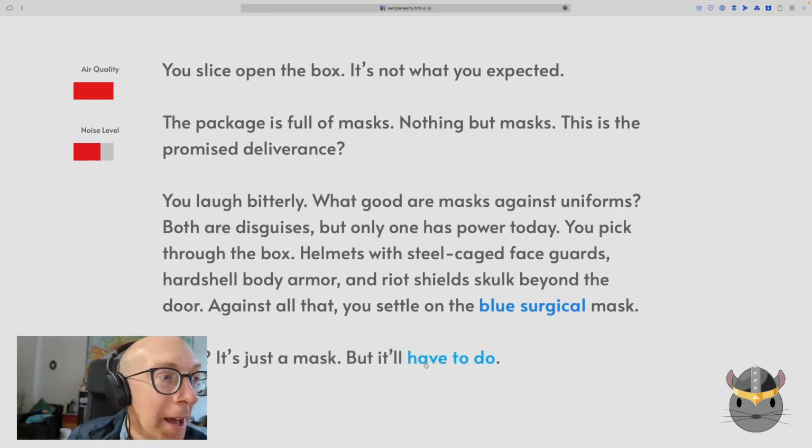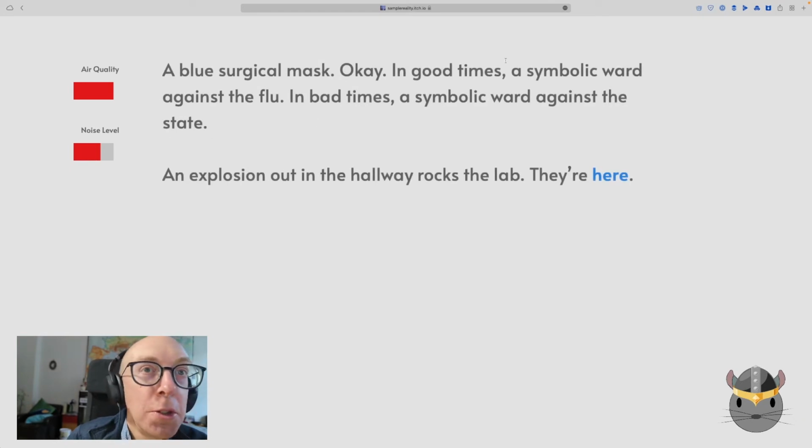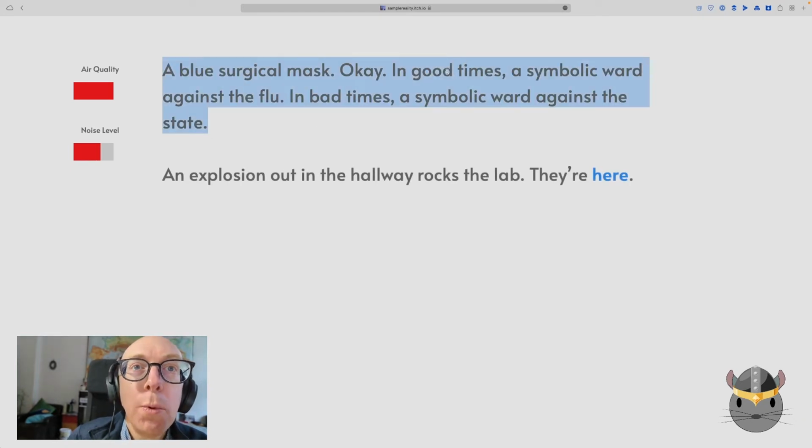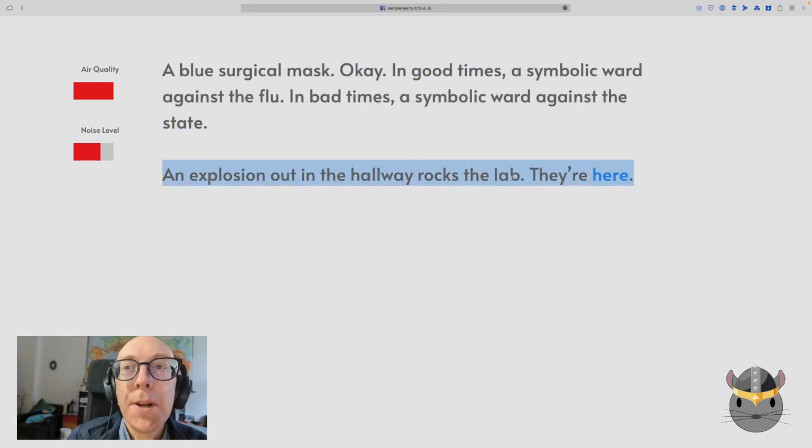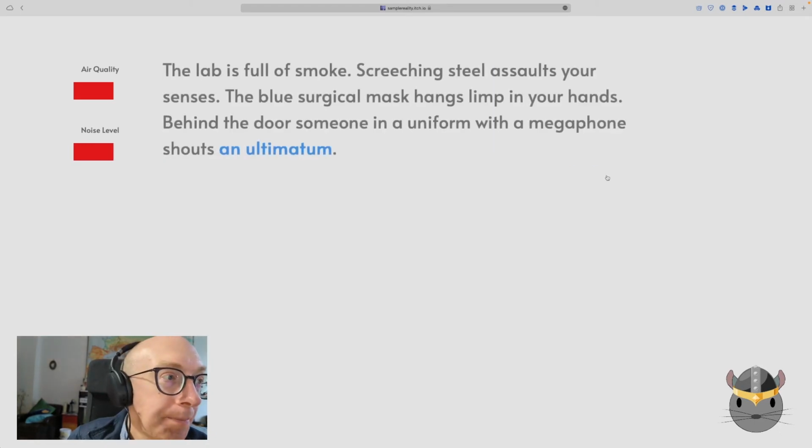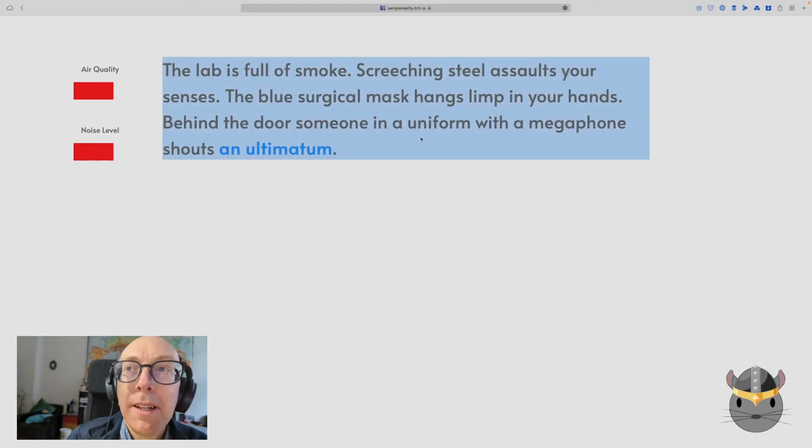Just a mask, but it'll have to do. A blue surgical mask. Okay, in good times, a symbolic ward against the flu. In bad times, a symbolic ward against the state. An explosion out in the hallway rocks the lab. They are here. The blue surgical mask hangs limp in my hands.